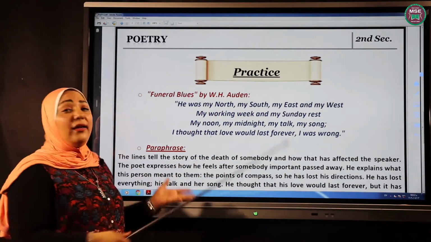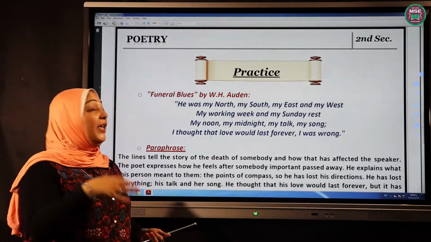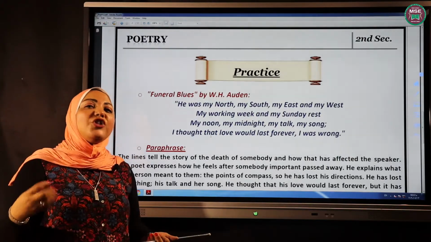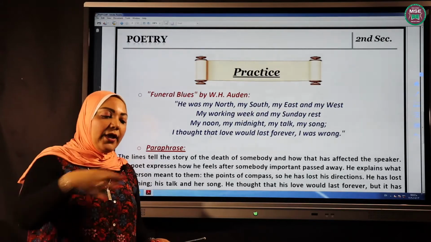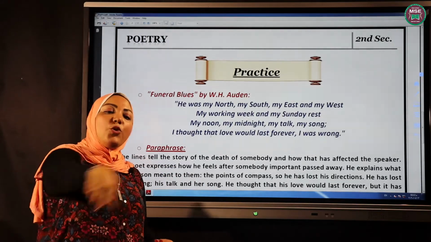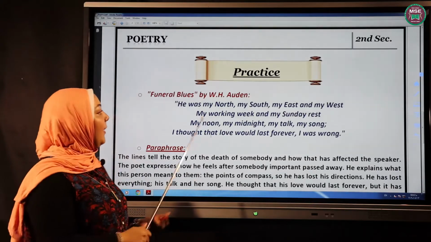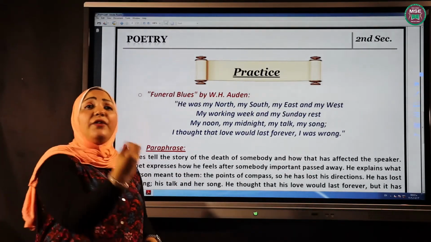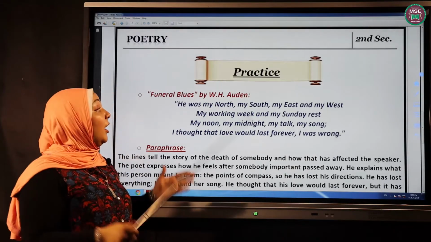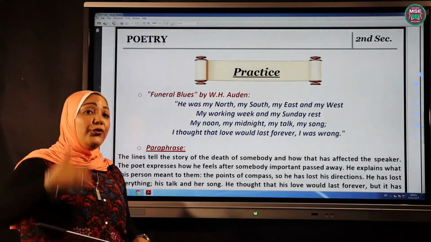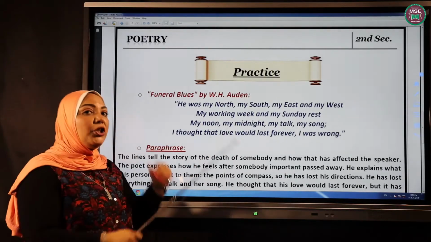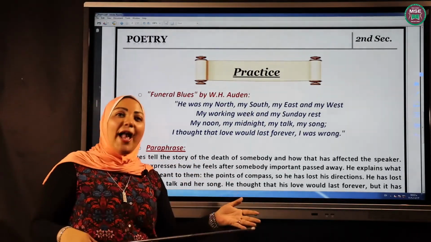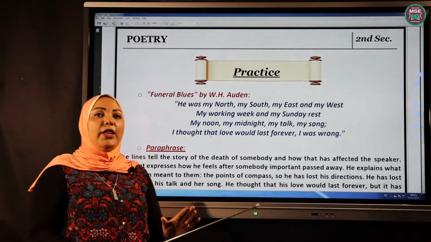Okay, as you see here, the tone is accompanied with sadness, despair, okay? If you are comparing someone to be your north, your south, as if you are saying that this person was your whole direction, as if this person is the center that you are rotating around. And then, he was everything to you while you are working or even at your rest. And then, this person also was the part of your day, your moon, your midnight, your talk, your song. So when you are happy, you consider this person everything.